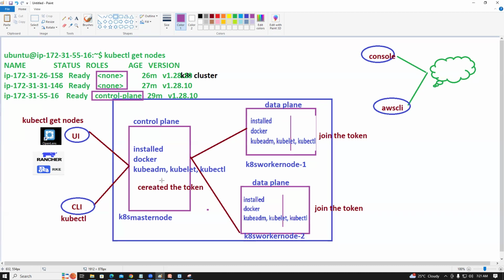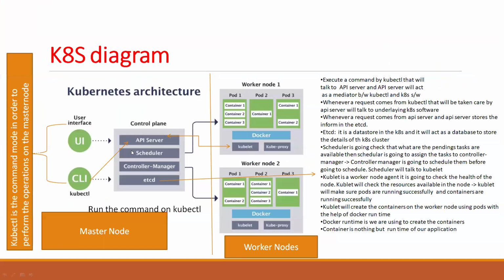If you perform any action in the master node using kubectl, the API server, scheduler, controller, and etcd are connected to these nodes, and they will perform the actions. Guys, now you understood? Same way, API server, scheduler, controller manager, etcd.